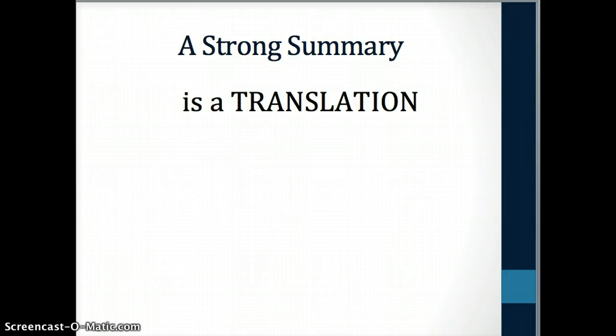When you present a summary, what you are indicating to your audience is you are giving them a solid translation, not word for word, but idea for idea, what the original author has said.